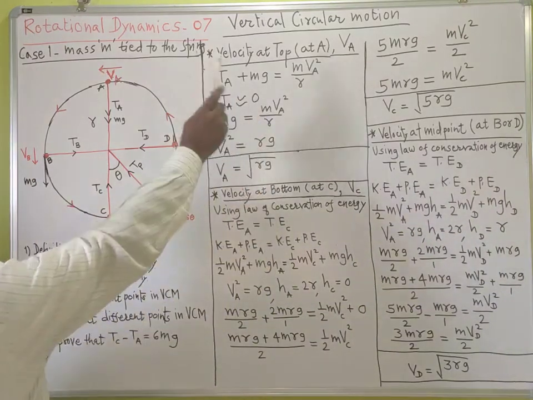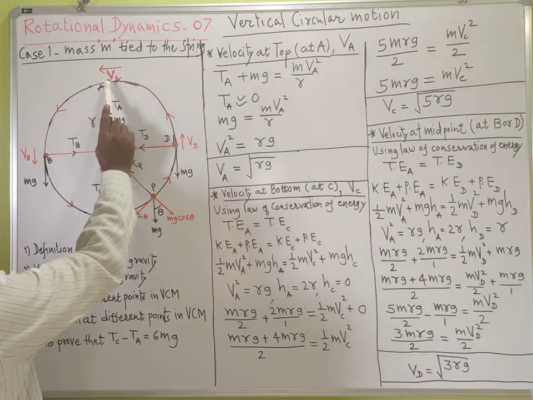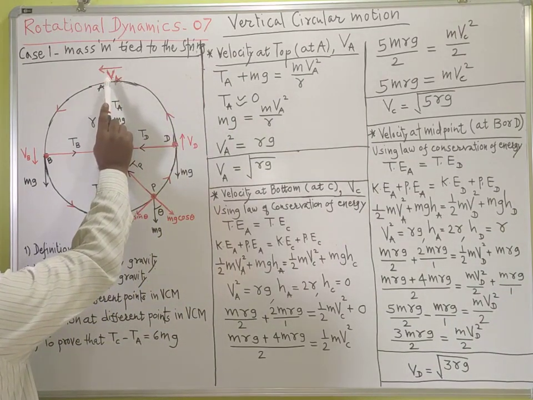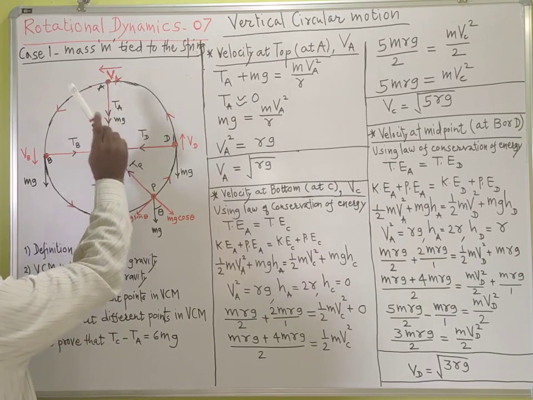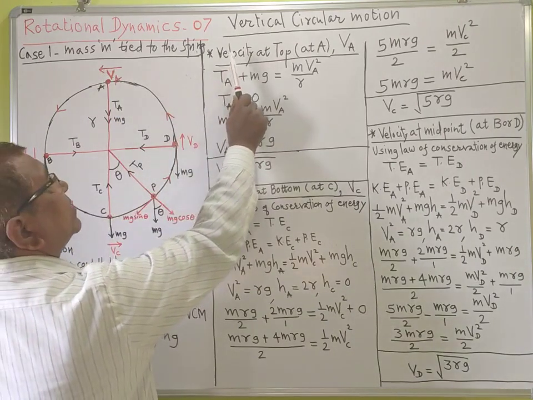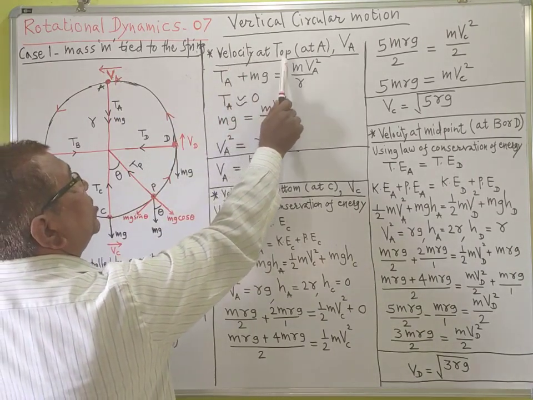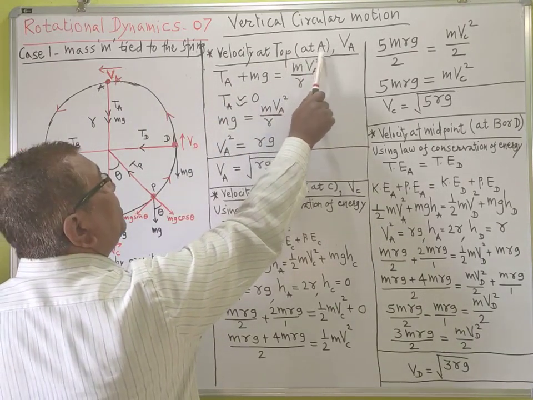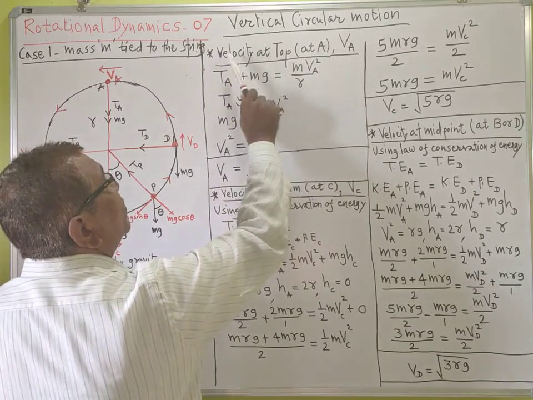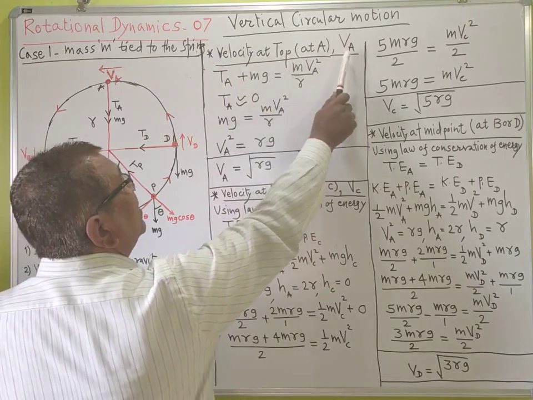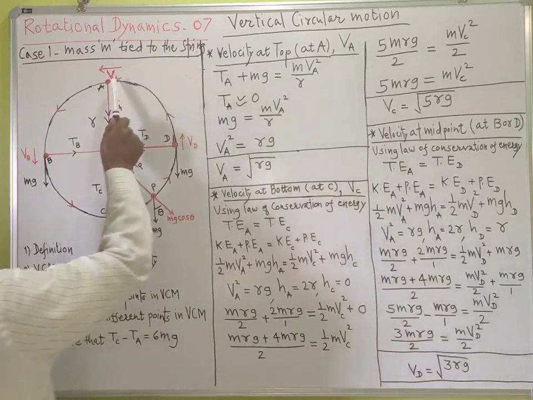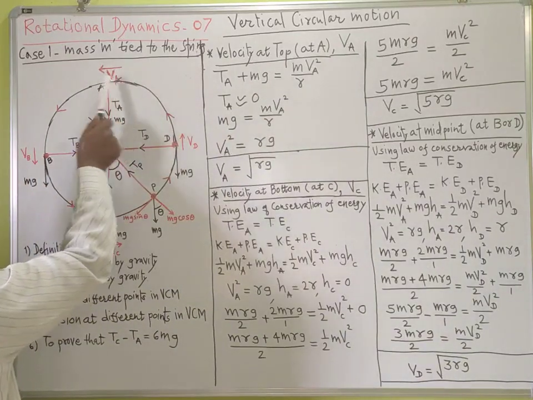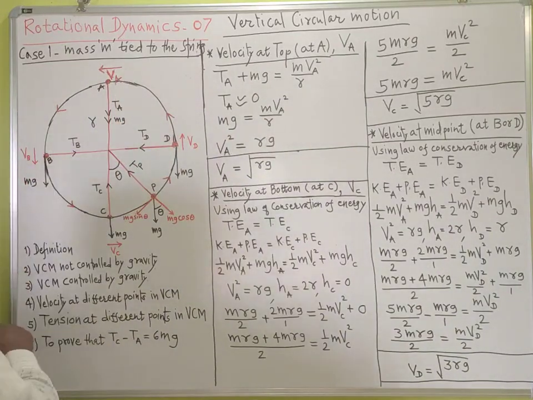So I will take A point. This particle is at the top. So I have written like this, velocity at top. At top, which I have denoted by A point, the velocity at top is Va. The direction is like this.